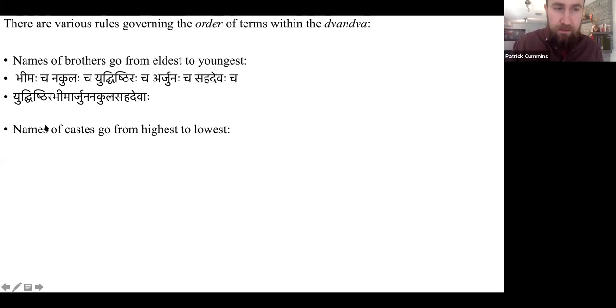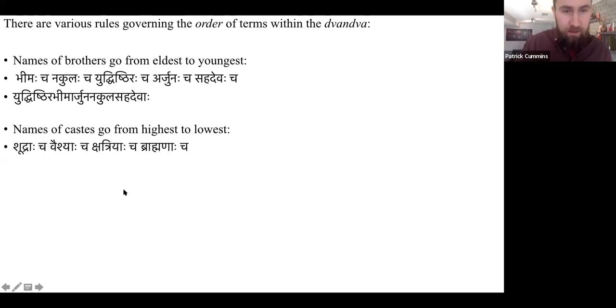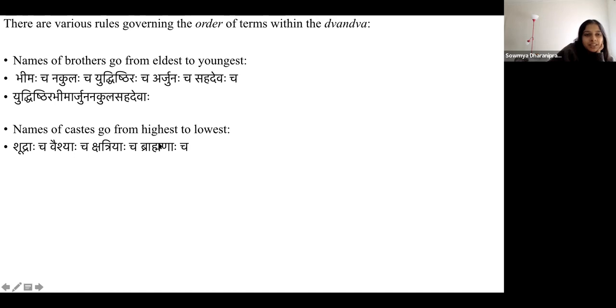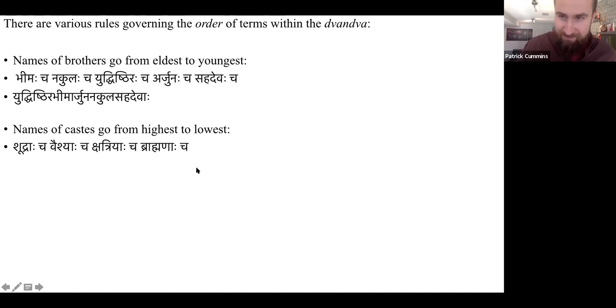And then another one is the names of the castes go from highest to lowest. So also out of order, could somebody put these together in the correct order for this type of compound? Is it Brahmana, Kshatriya, Vaishya, Shudra? Exactly right. It would just go in the exact opposite order.